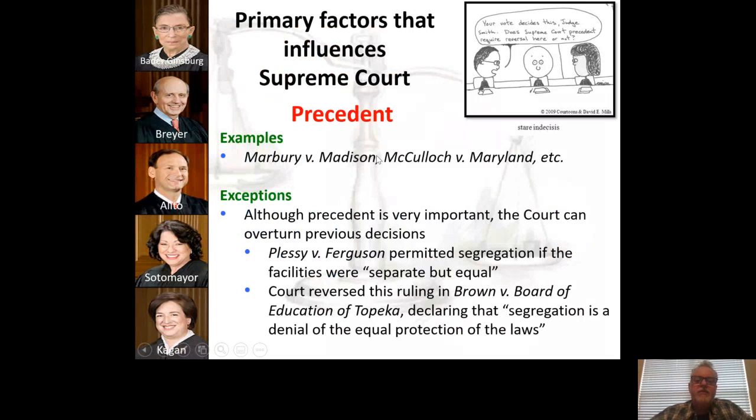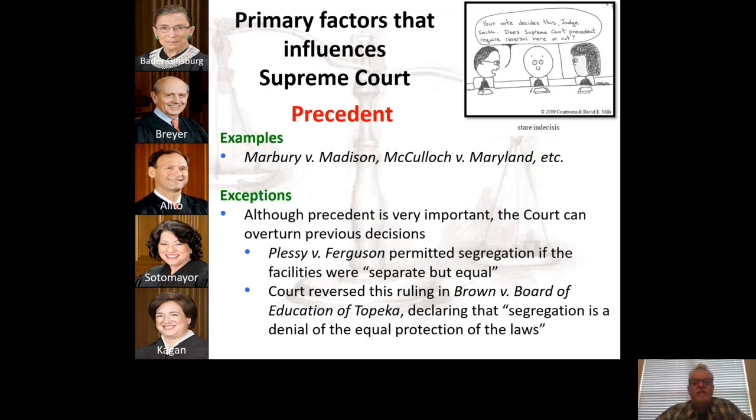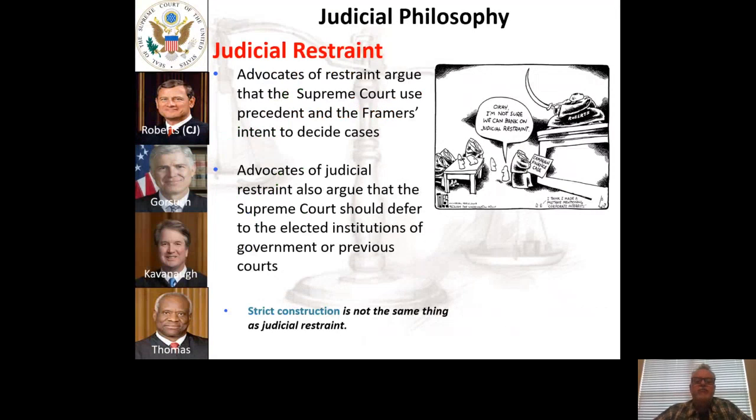So what are the factors that influence the Supreme Court? Precedent. But we have examples, that I gave you before, where precedent was overturned. Plessy versus Ferguson was overturned by Brown v. Board. The judicial philosophy may determine a Supreme Court's decision.